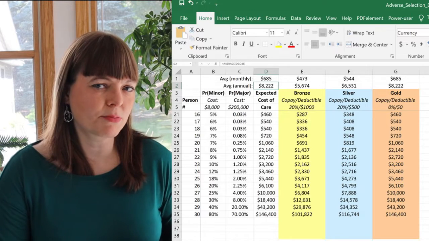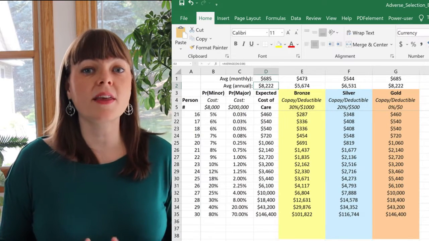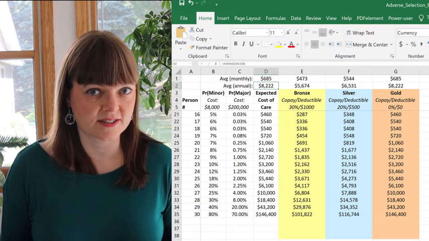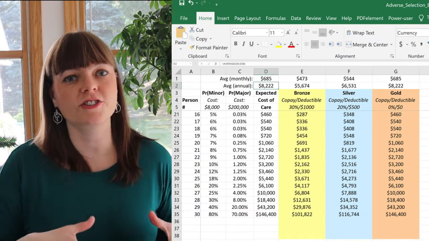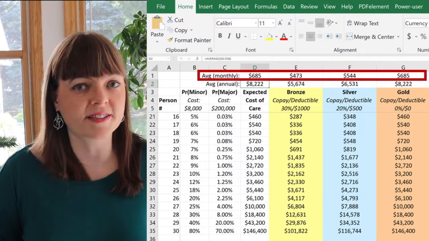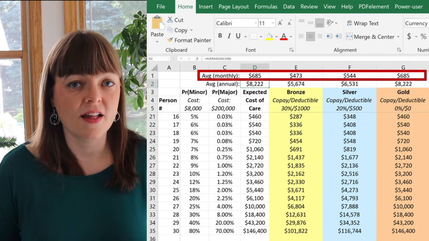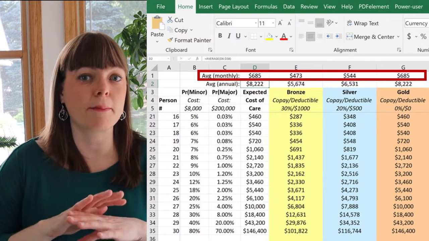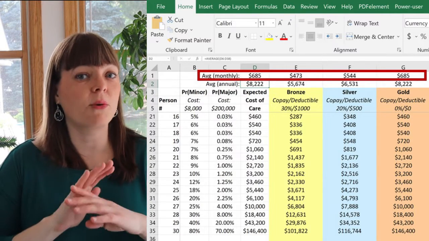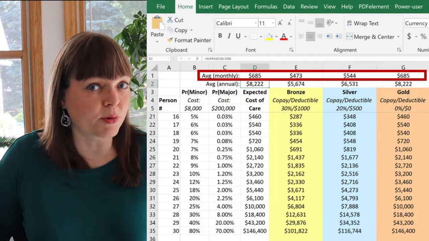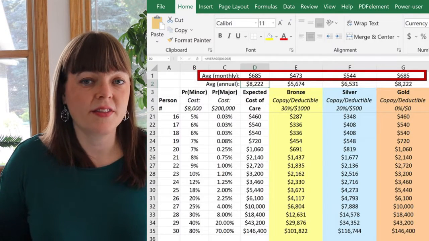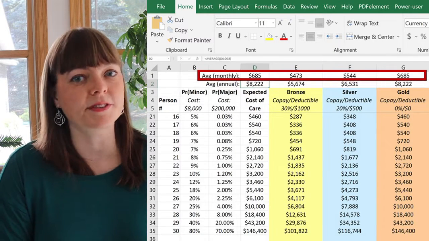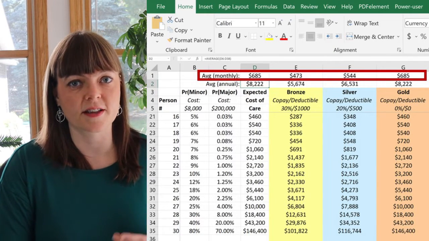The main thing this spreadsheet is doing is showing them actuarially fair prices for insurance. What this means is if insurance companies charged these prices at the top here, then they would break even. They would not be making any profit. They would not be paying any employees of the insurance company. This is just the cost of covering people's care, covering people's hospital visits and doctor's visits.